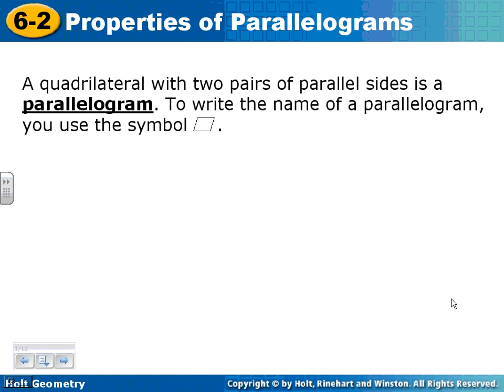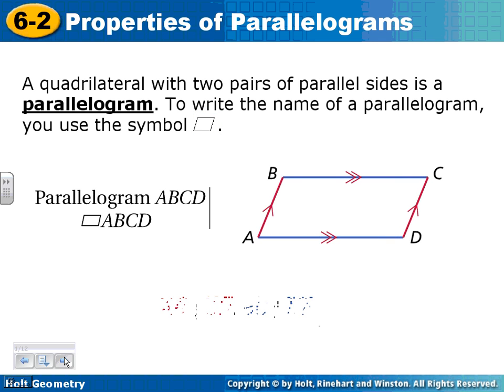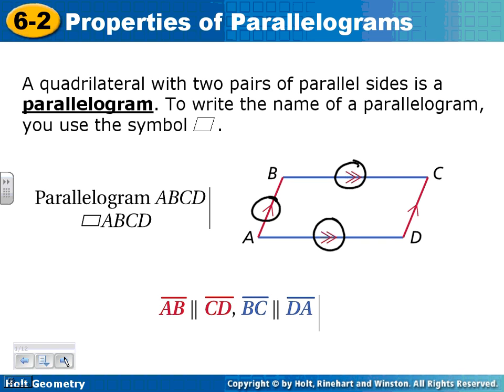To write the name of a parallelogram, use the symbol, and it's that symbol right there. I'm going to get the rest of the screen up. There we go. Here's parallelogram ABCD, four letters. Notice the top and the bottom have those arrows. That means they're parallel. And the left and the right also have those single arrows, and they're parallel. And these double L's down here, looks like an 11 almost, that's also the symbol for parallel when you write it out.